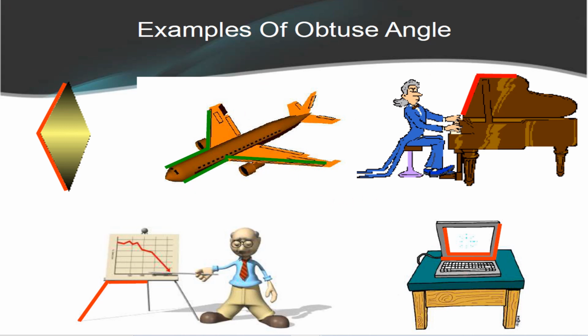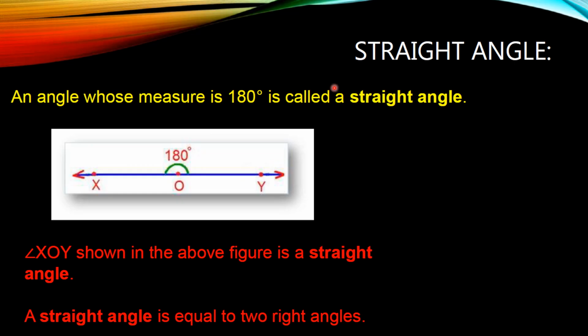Understood, my children? Right. Now come to the next type of angle, that is straight angle. An angle whose measure is exactly 180 degrees is called a straight angle. Observe this figure, my children. Angle XOY. Here at O, an angle is formed. What is the measure of this angle? 180 degrees. So this angle XOY shown in the above figure is an example for a straight angle.